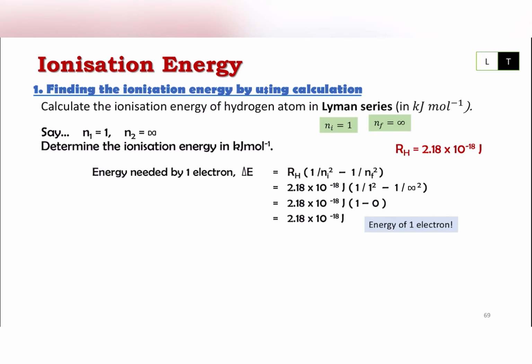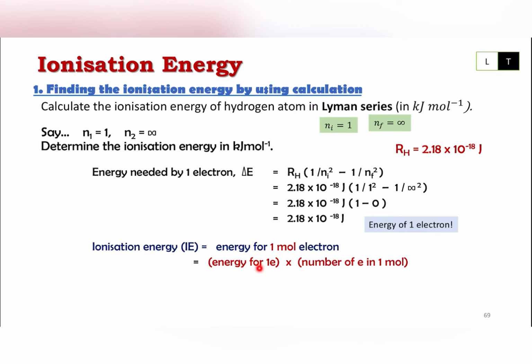However, if I want to calculate the ionization energy, it equals the energy for 1 mole of electrons. So we have to calculate based on multiplication of the energy for 1 electron times the number of electrons in 1 mole. So we have the energy right now from this calculation. The value for the energy of 1 electron is this value. Now we have to determine the number of electrons in 1 mole.